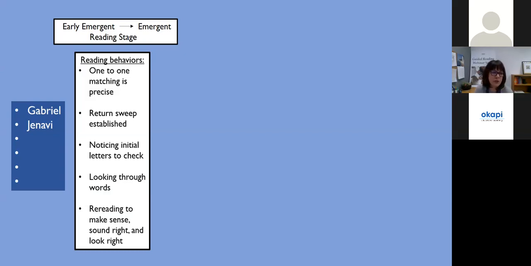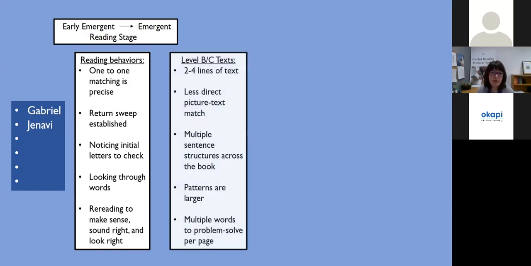Their one-to-one match, these 2 students, their one-to-one match is very precise. And return sweep was established because they were noticing things on other parts of the book and showing me different things. So return sweep was firm for them. These 2 kids were very consistent as well about noticing the initial letters. So they were already starting to do some checking. And they even began looking through the words in some places. And I noticed that they were beginning to reread, and they were rereading sometimes to think about making sense, sound right, and look right, but weren't necessarily always consistently doing that.